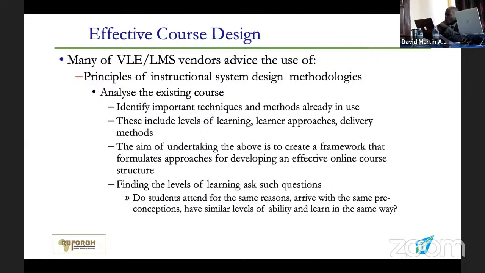Okay. When we talk about analyzing a course, what is it that we are supposed to do? One, you need to be able to identify important techniques and methods already in use. If you look at the course you are teaching, you're not the first person to teach it probably. So can you dig out from any sources what those techniques and methods are that are used?